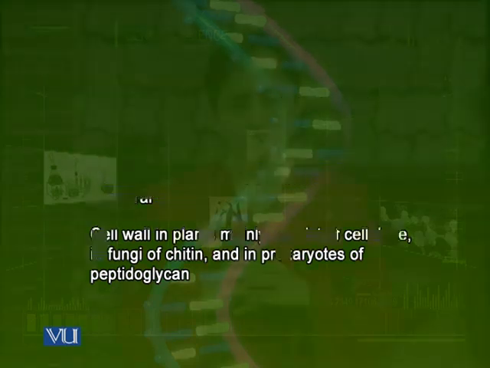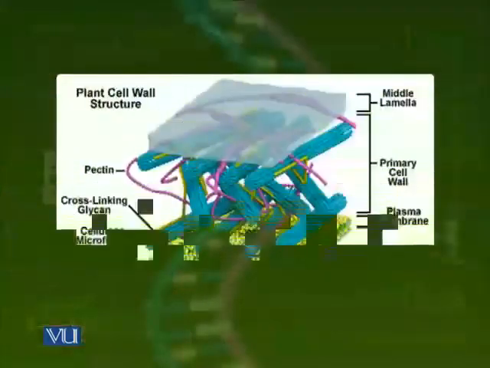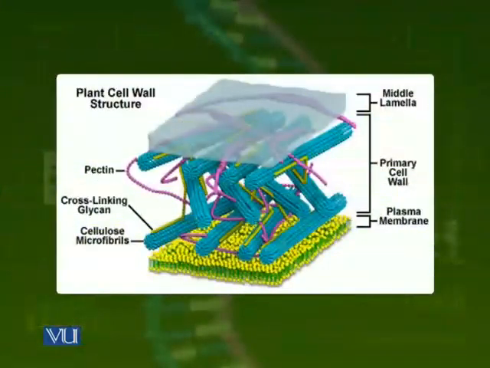The fungal cell walls consist of another type of polymer called chitin. In contrast, the cell walls of the prokaryotes consist of another fiber which is a polymer of amino acids, different types of amino acids and sugars. This is called peptidoglycan. Now again, look at the diagram.